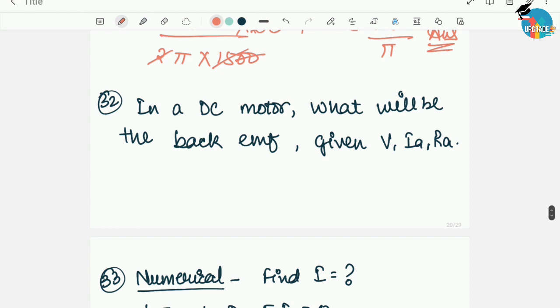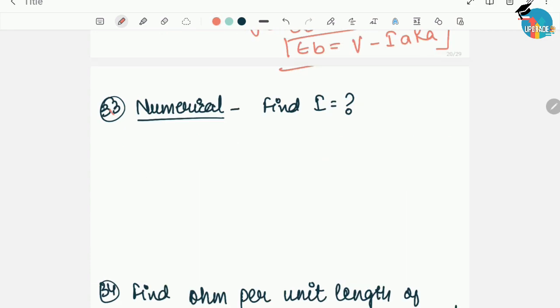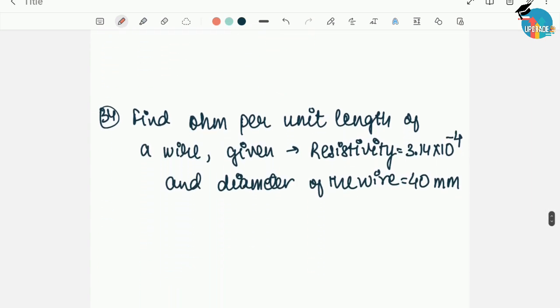Next question is, in a DC motor what will be the back EMF, given values were voltage, armature current, and the armature resistance. So the formula for the DC machine is, consider for the shunt motor it will be V is equal to EB plus IARA. We had to calculate the value of back EMF, so EB is equal to V minus IARA. Using this formula we will calculate the value of back EMF. Next question was a numerical. We had to find the current. So a numerical was asked related to this.